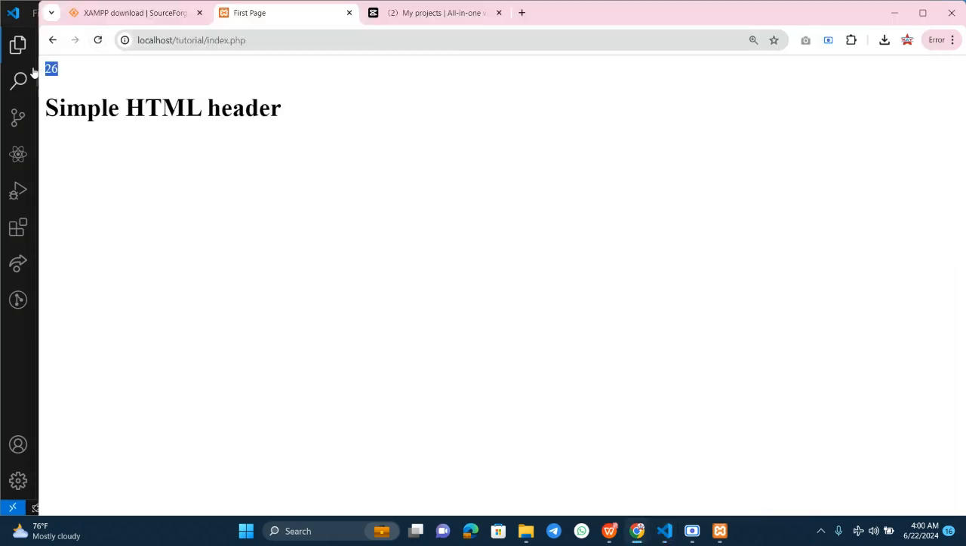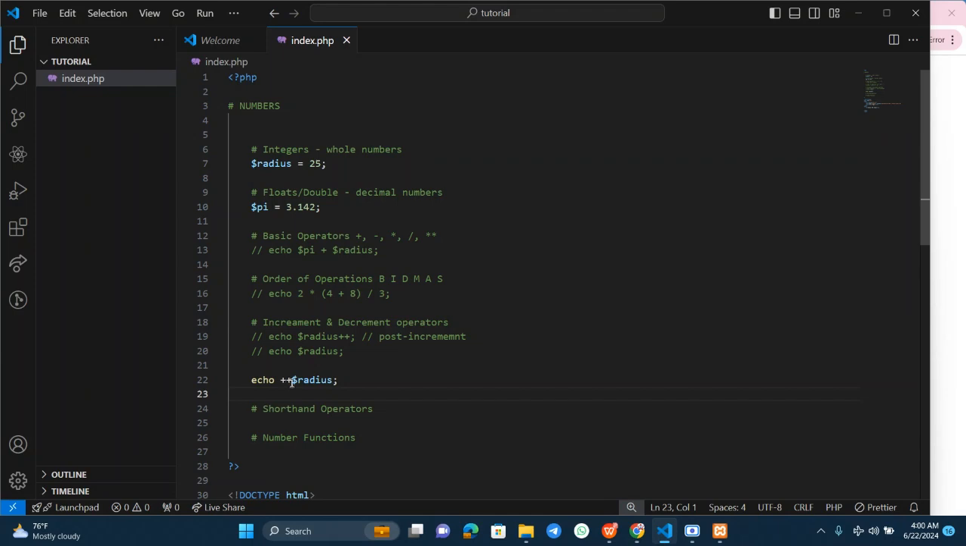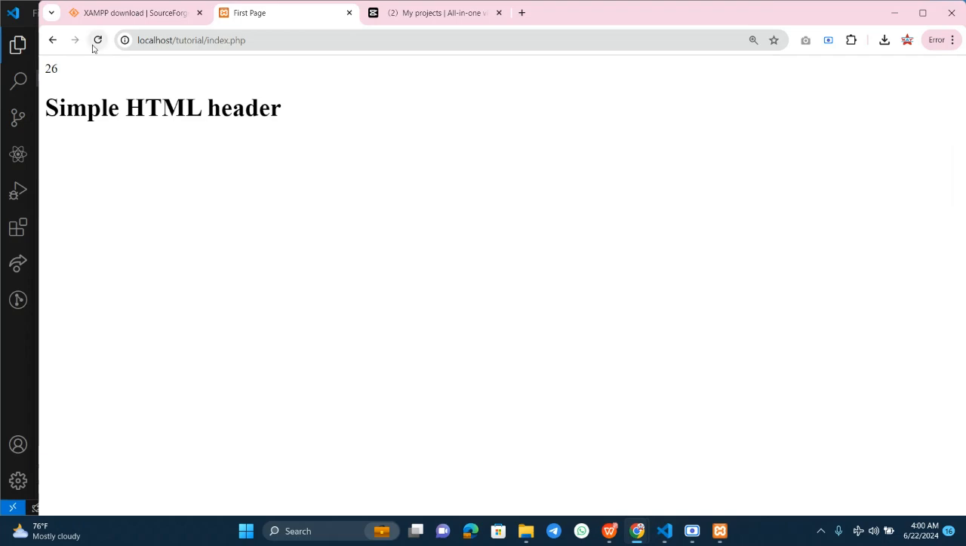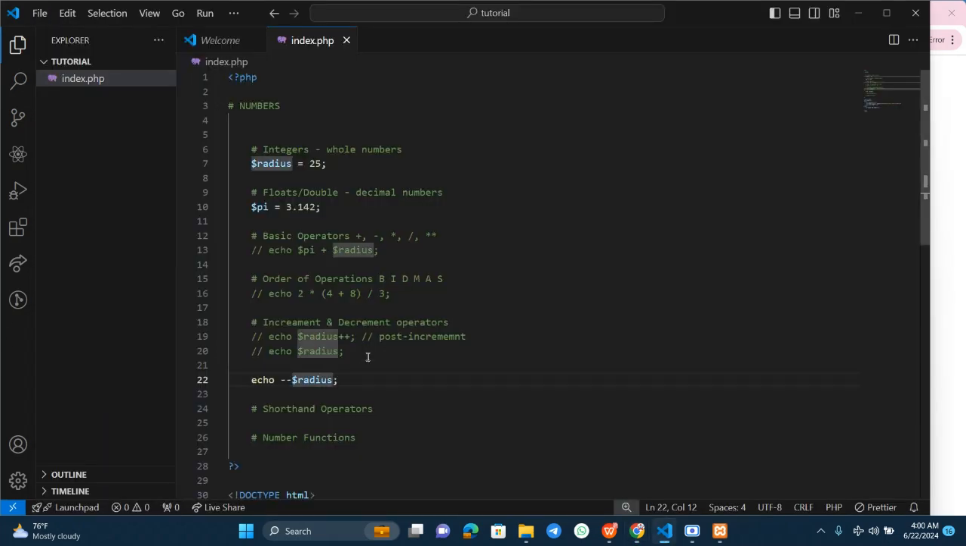And then what do we have here? Yeah, 26. So if it were minus minus, what do you think would be the answer? It is going to reduce it to 24. Can you see it now? So as we have post increments, we have pre increments. So since I've typed that, let me just type this again.